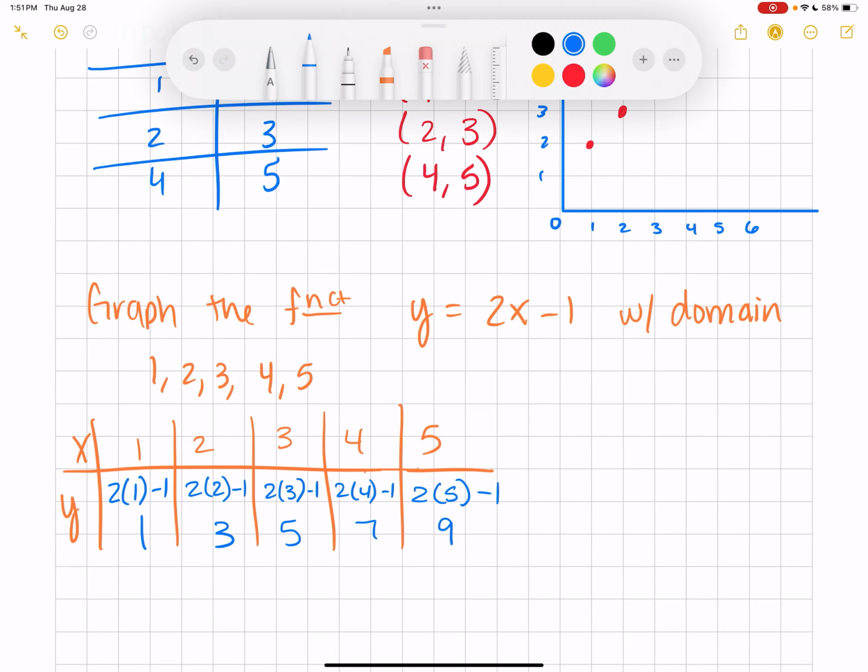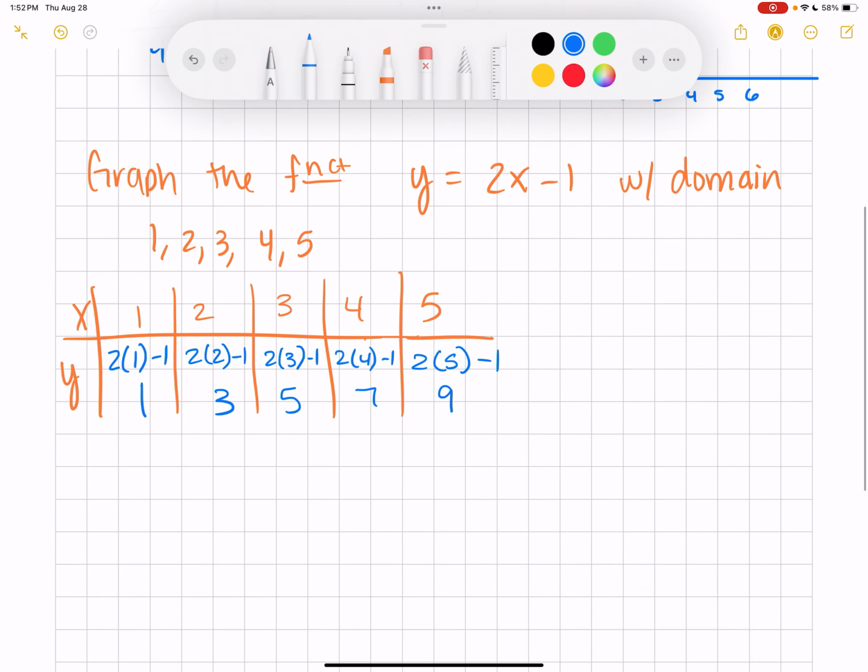But they want us to graph what it looks like. So we're going to set up a graph. Now, these numbers get a little bit big, and obviously 9's not that large of a number, but if we had to go out 9 spaces on our graph, that's going to get pretty big. So I'm going to count by 2's on my y-axis, okay?